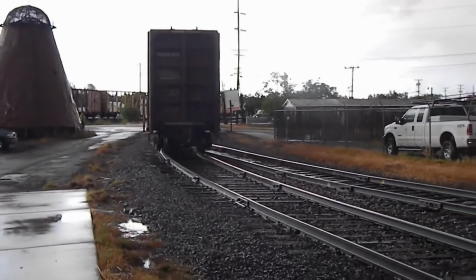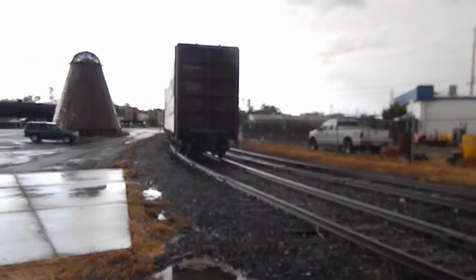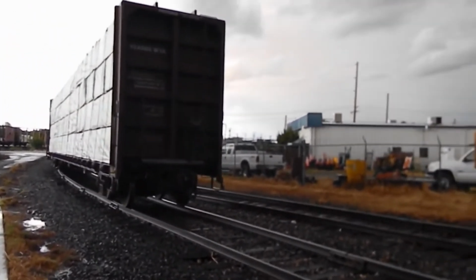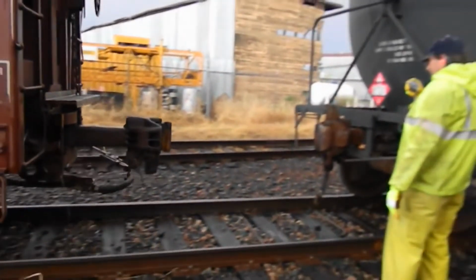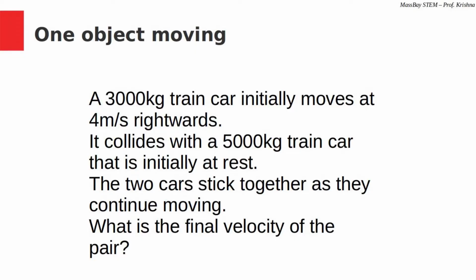A more common example is one where one object collides and sticks to another. An example is this train car at left colliding with the train car at right. Consider this puzzle. A 3,000 kilogram train car initially moves at 4 meters per second rightward. It collides with a 5,000 kilogram train car that is initially at rest. The two cars stick together as they continue moving. What is the final velocity of the pair?